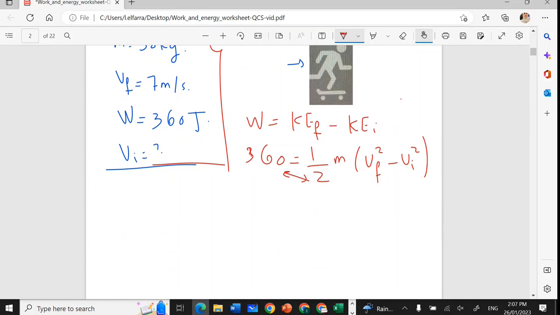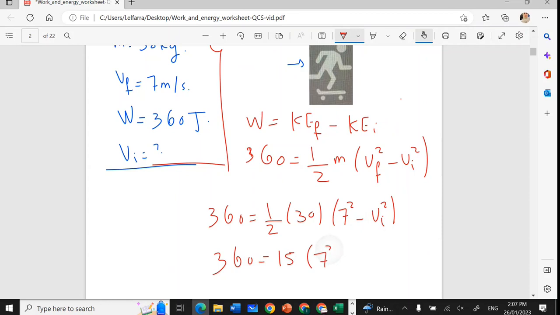Or keep it as it is without cross multiplication. Here, keep it. So 360 equals half m, m is 30. The final v squared is 7 squared, minus the initial square, we don't have it. So this is 15. 15 times 7 squared minus the initial square. We can keep it as it is instead of taking the half m as a common factor would be better.